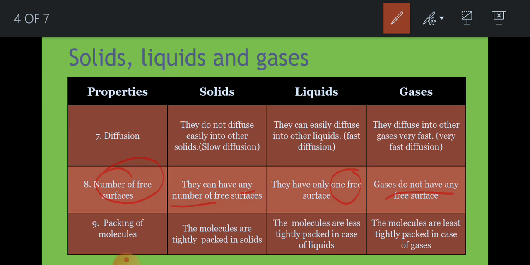Now in case of liquids, we generally see that liquids take the volume of the container in which they are kept and they can easily flow. So we can say that it has one free surface. Now gases do not have any free surface since they occupy the volume of the entire space.